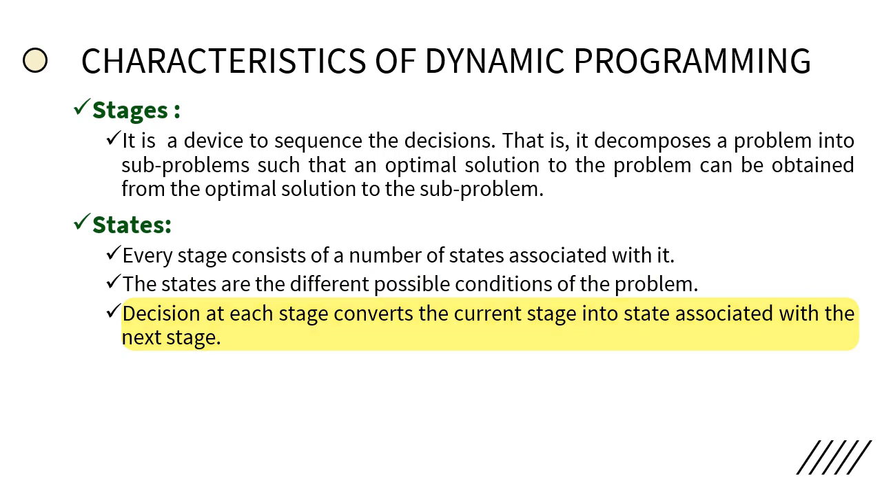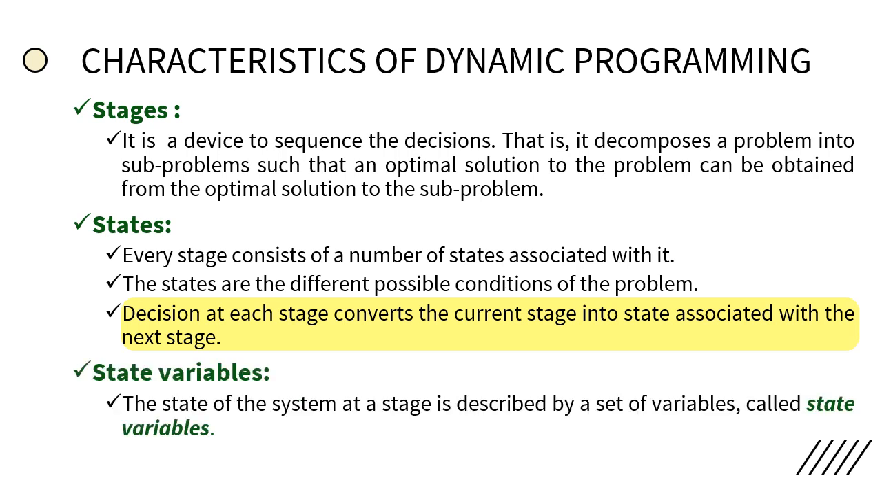The decision at each stage converts the current stage into a state associated with the next stage, which means whatever decision we take will be converted to a state and that will be used for the next stage, that is the next sub-problem, so that there is an interlink between the previous stages and the current stage. The next one we call a state variable. A state variable is something where we have sets of variables. This variable we call a state variable.